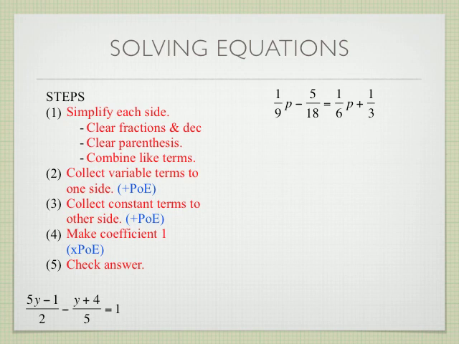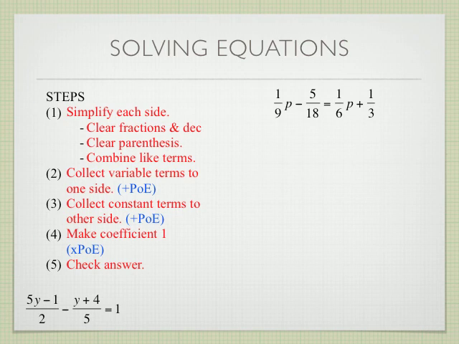So here are my steps for solving equations, and this time I don't have a mystery step. I'm going to simplify each side, and my first step in simplifying each side will be to clear any fractions or decimals that I have. Then I'll clear parentheses, then I'll combine like terms. So let's look at 1/9 p minus 5/18 equals 1/6 p plus 1/3.